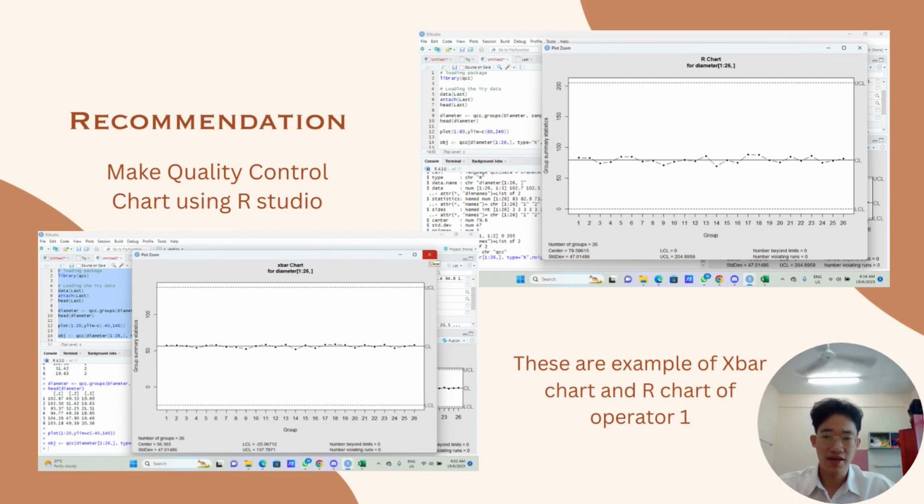Actually, we can make quality control charts using RStudio, and these are examples of the X bar chart and R chart of operator 1 using RStudio.